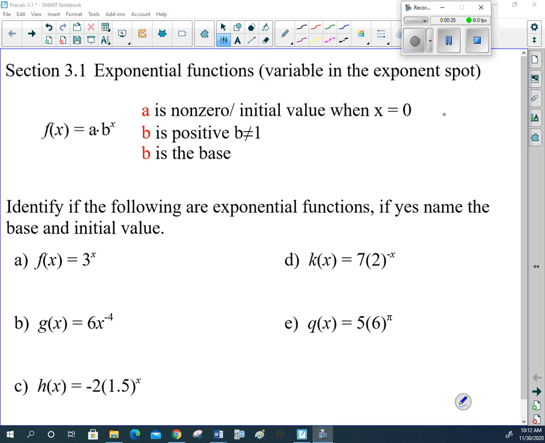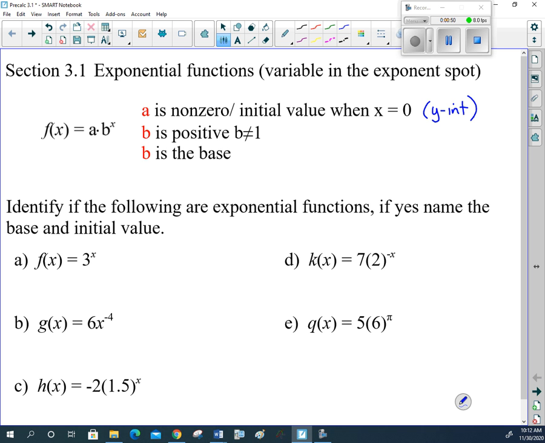A is a non-zero number, and your initial value is when x equals zero, which is your y-intercept. When x equals 0, that's a y-intercept. B is positive and the base is not equal to 1, and b stands for your base. So that's your generic setup for an exponential function.